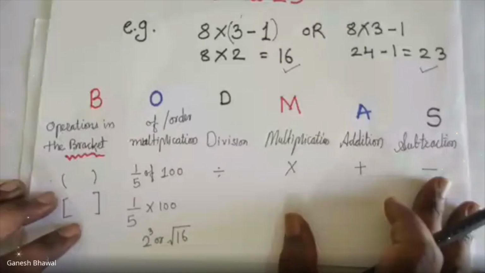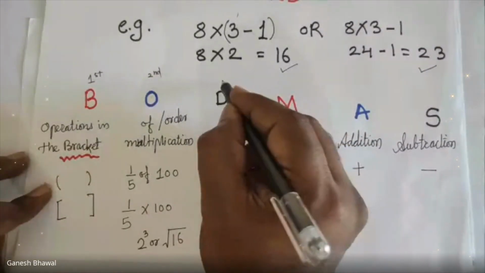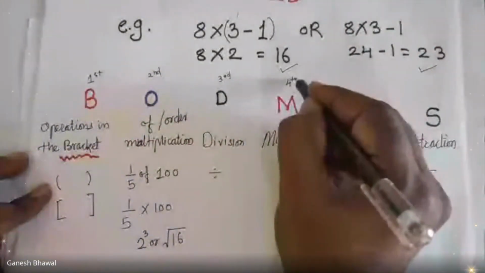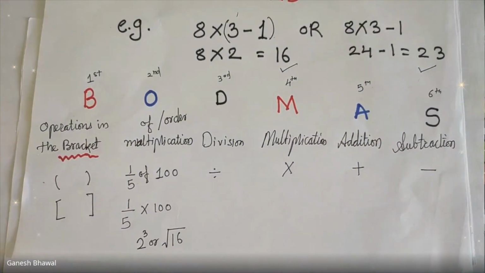So you understood the sequence. This is the first thing we have to do. This is the second thing we will do. Third, fourth, fifth, and sixth. Understand? Write it down. Start writing.